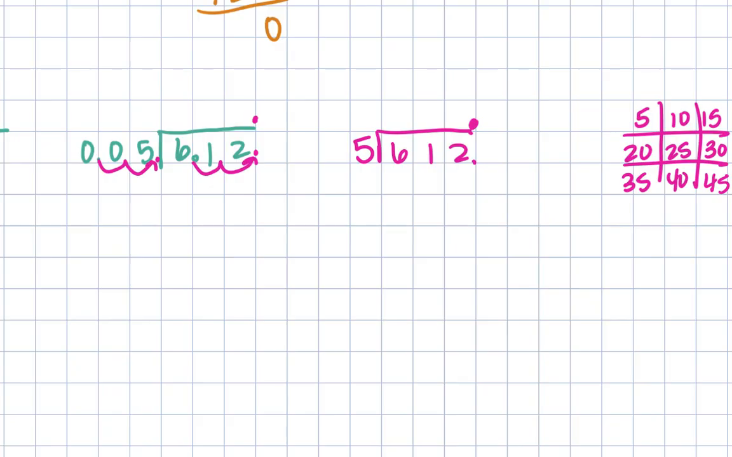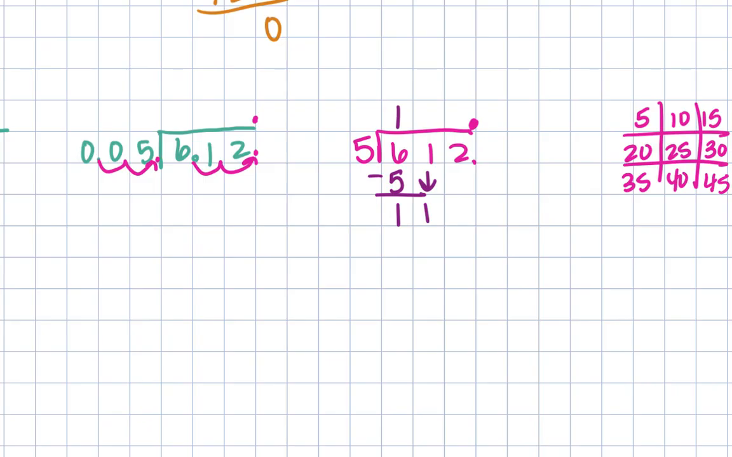So I'm looking right here at 6. What's the closest I can get to 6 without going over? 5, which is multiplying it by 1. So 1 and then 5. Subtract, I get 1. Bring down my 1.